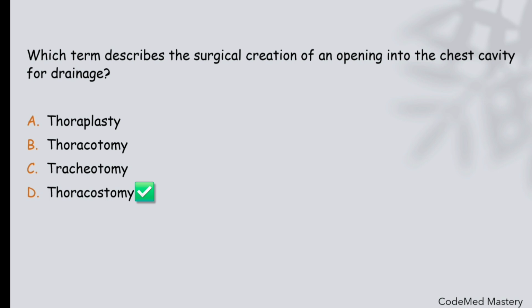Because option A, thoracoplasty is surgical reconstruction of the chest wall. Thoracotomy refers to incision into the chest wall to gain access to the thoracic organs, and tracheotomy means surgical procedure to create an opening in the trachea, that is windpipe, to facilitate breathing. The right answer is option D.